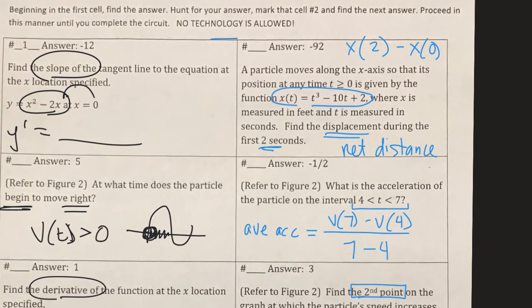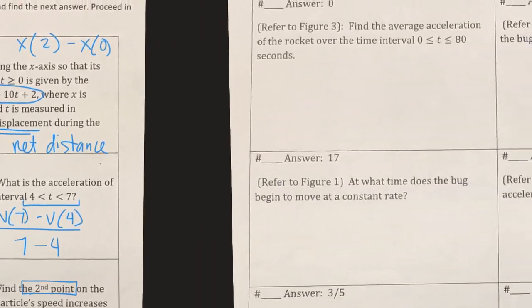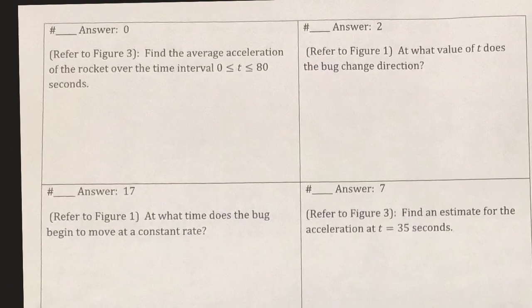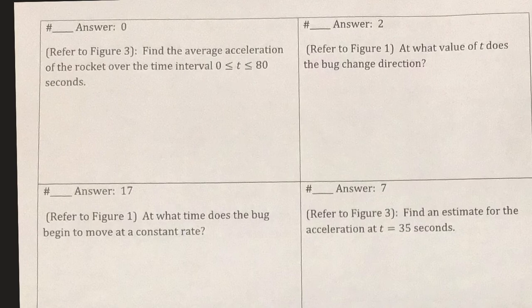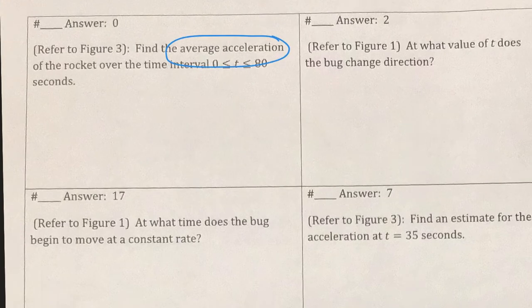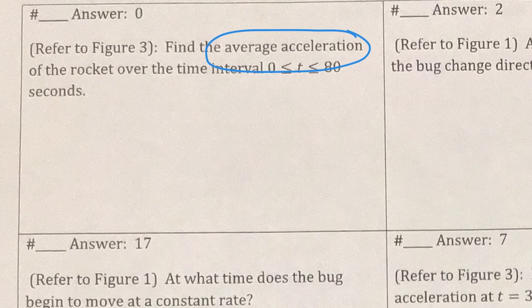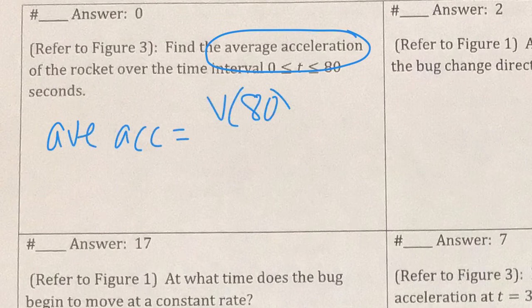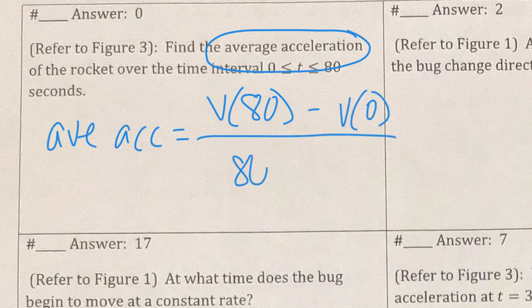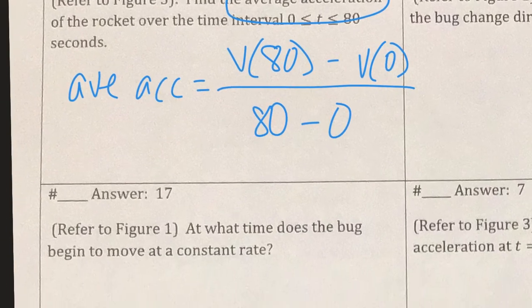Remember, no technology is allowed, so don't be taking derivatives or anything. All these numbers are nice and pretty. Okay, and from the back side, find the average acceleration of the rocket over time t equals 0 to 80. So remember, average acceleration is the velocity at time 80 minus the velocity at time 0 over 80 minus 0, right? Average acceleration. So over the whole entire thing, what's its average?